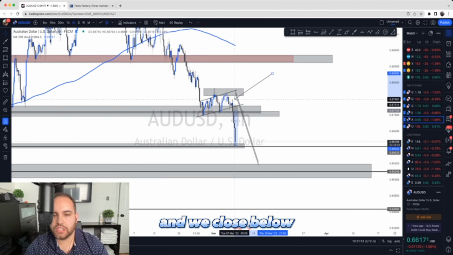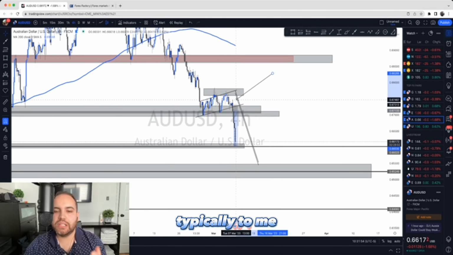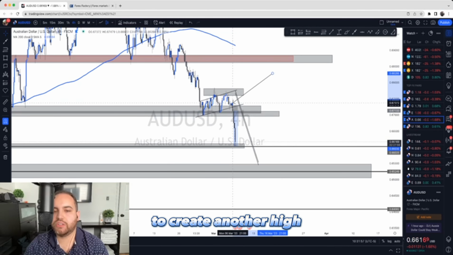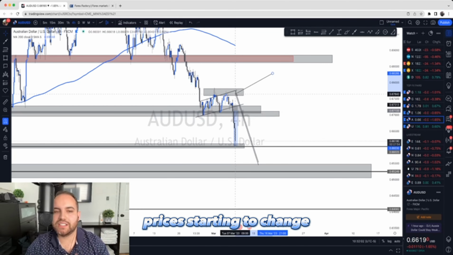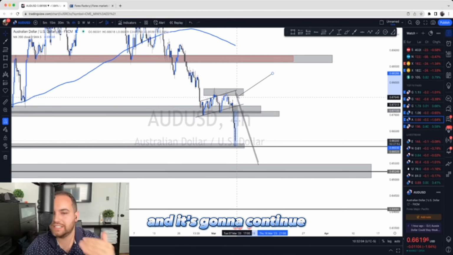But if we fail and we close below maybe midway, typically to me, that tells me as a trader that we're failing to create another high or retest these highs here. So that is indicator number one that, you know what, price is starting to change its overall sentiment and it's going to continue to go down lower.